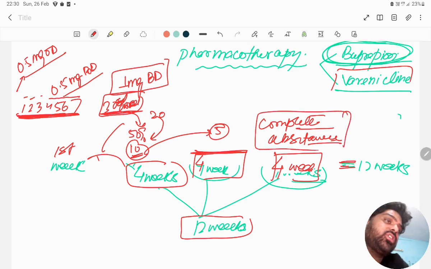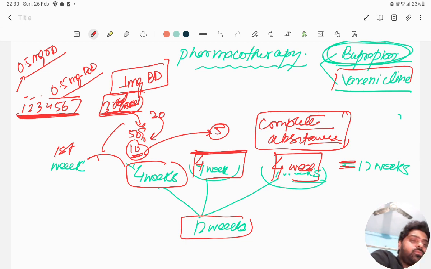This is something we have to understand very importantly. So this is the pharmacotherapy, how you use it in case of cigarette smoking. So this is one of the most important topics: what cigarettes do to your body, when to ask the patient to stop smoking, and how to give pharmacotherapy to the patient.